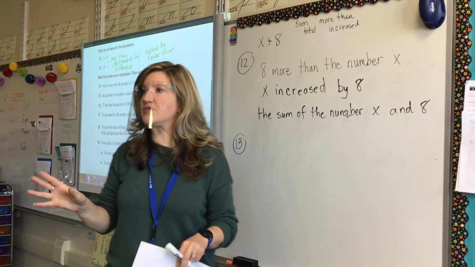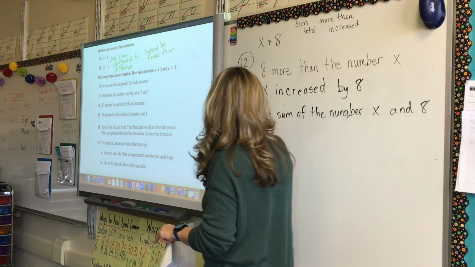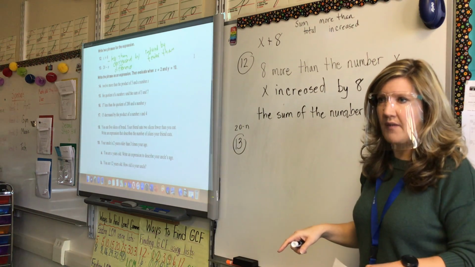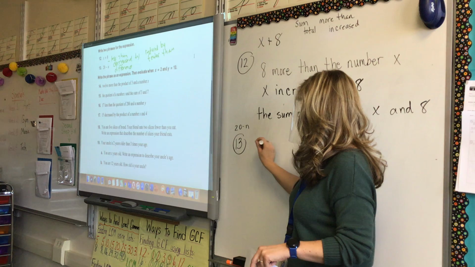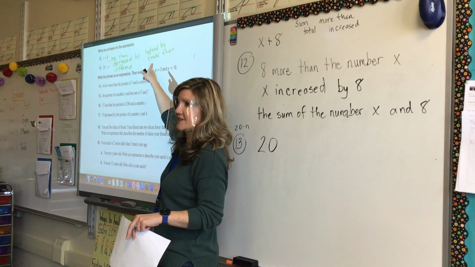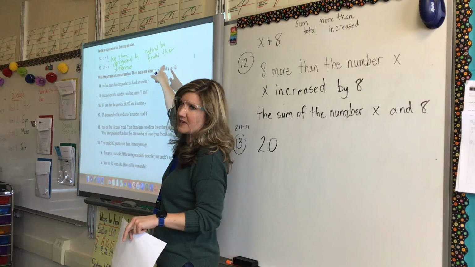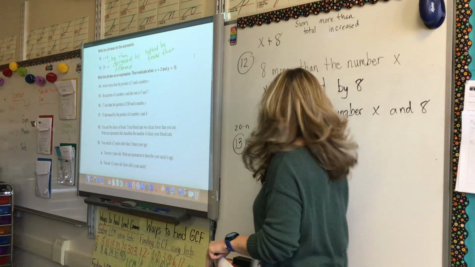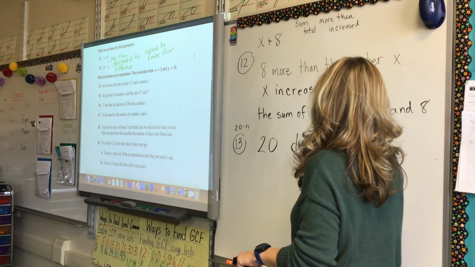So now we need to use a sentence. Don't write those. We need to have a phrase. So it's 20 minus n. Let's come up with a phrase for that. Caitlin, let's give it a try. I'm going to start you off. 20 decreased by a number n.